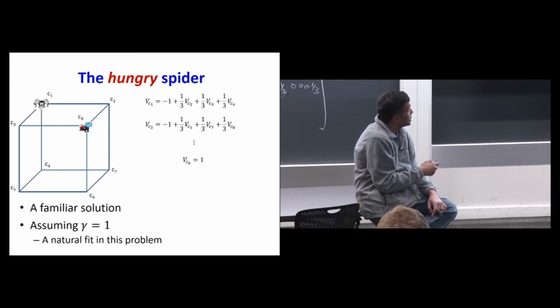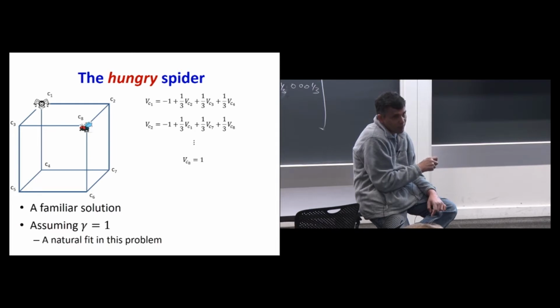Exactly, right? So let's say you're over here. At this point, the value of being in the state is 1. Over here, the value of being in the state is, with a probability of 1/3, you're going to lose energy 1, and then you're going to eat the fly. With a probability of 1/3, you're going to lose energy 1, and then you're going to have whatever value you have over here. With a probability of 1/3, you're going to lose energy 1 to go here, and then you're going to have whatever value you have over here.